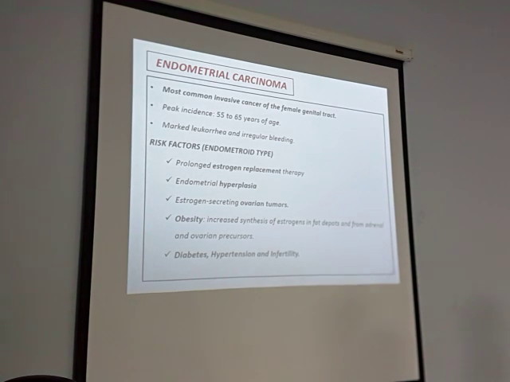So it is the most common invasive cancer in the female genital tract. This is the most common cancer. Okay, endometrial cancer is the most common. Age is somewhat older, 55 to 65 years of age.